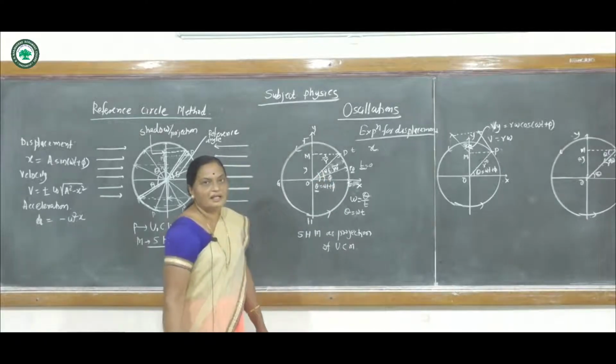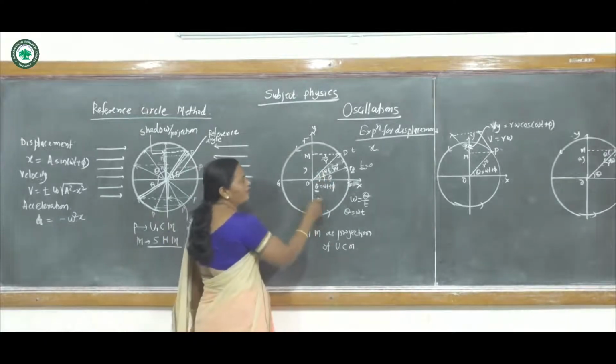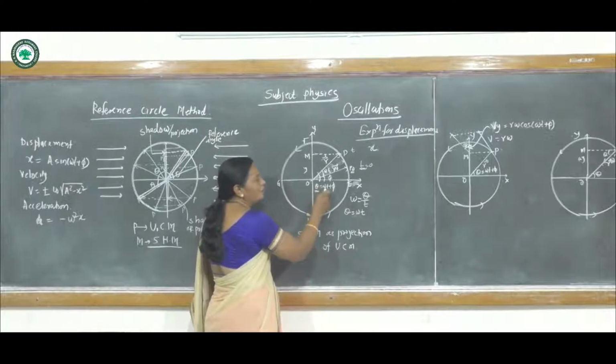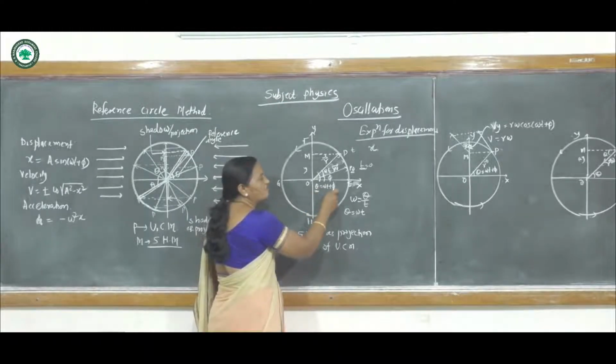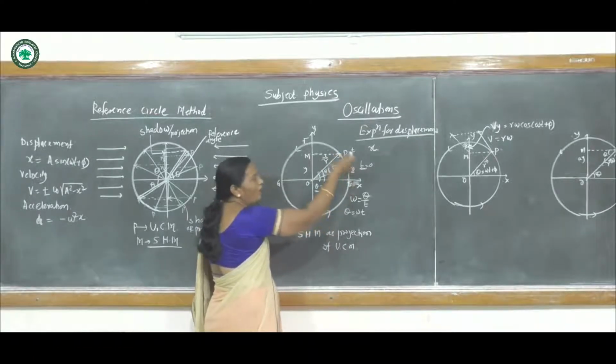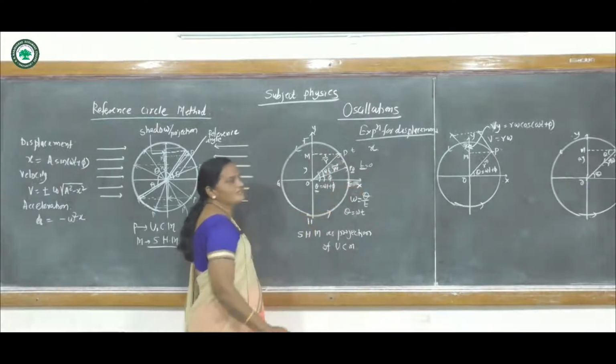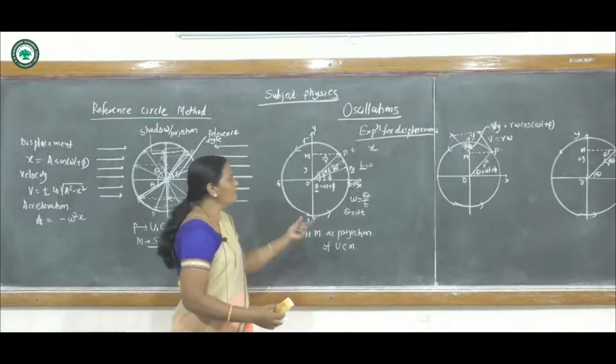Omega t plus phi, therefore we can say that theta is equal to omega t plus phi. The total angle, that is from the mean position to the point P, the angle theta is equal to omega t plus phi.